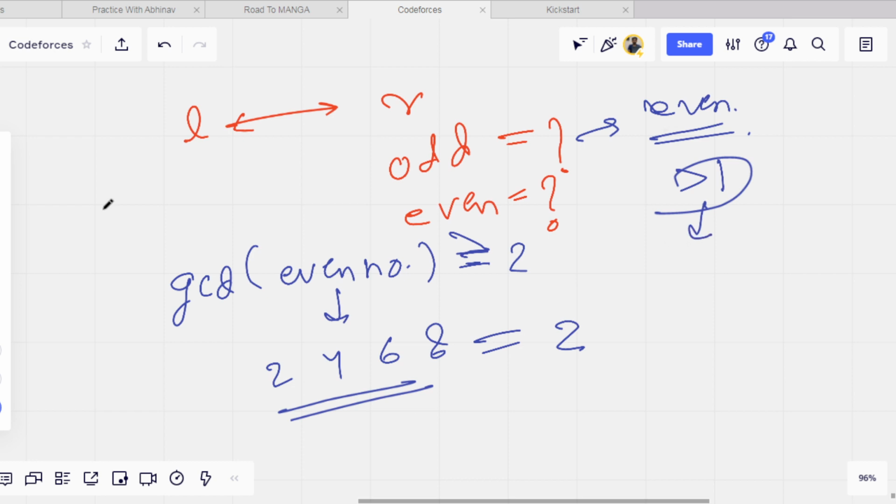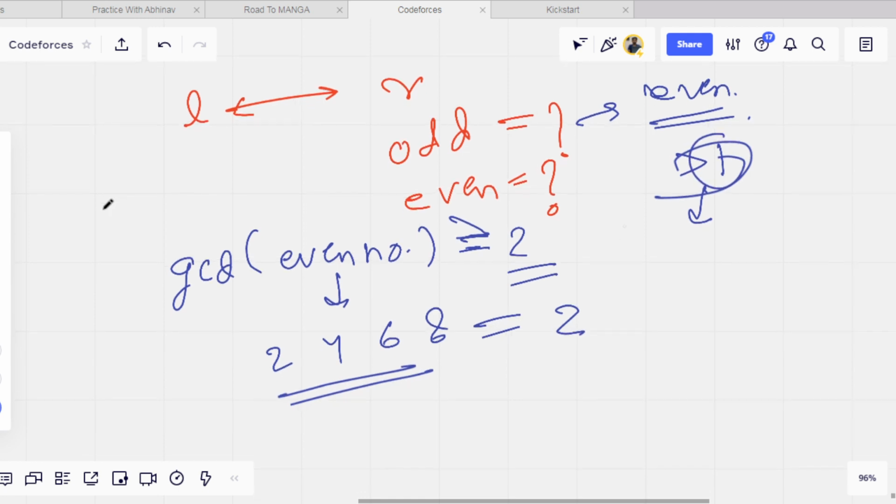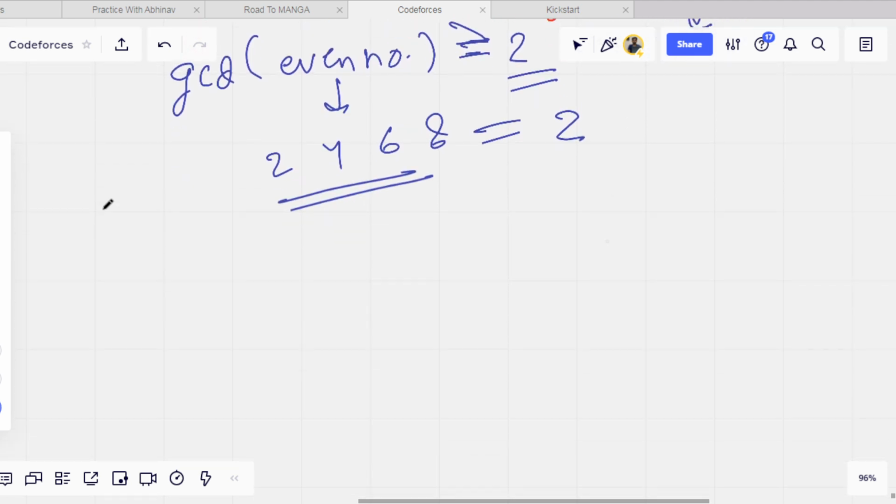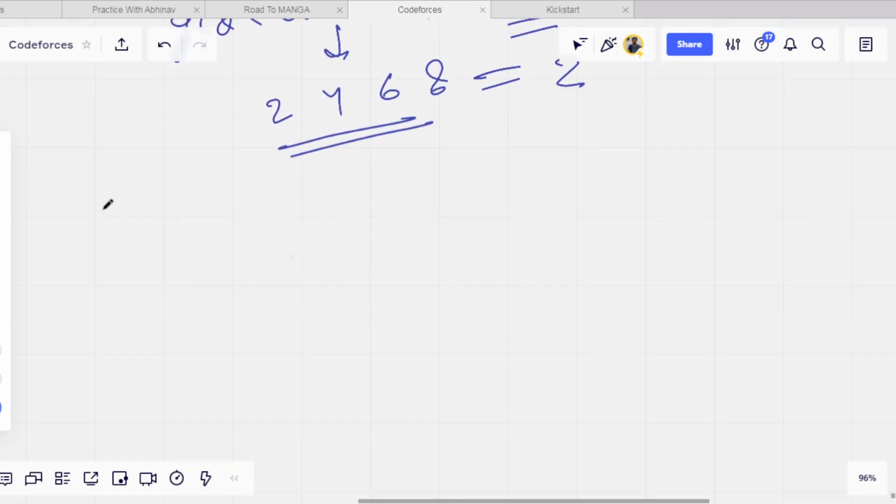If all the numbers become even, then their GCD will be greater than or equal to 2, so it will automatically be greater than 1. So basically we have to make all the numbers even. This is the optimal solution. Here we have L, L plus 1, L plus 2, L plus 3, up to R, whatever R is.